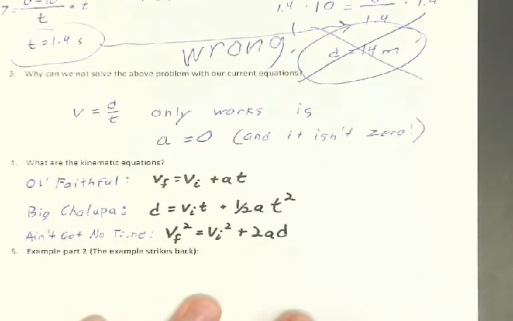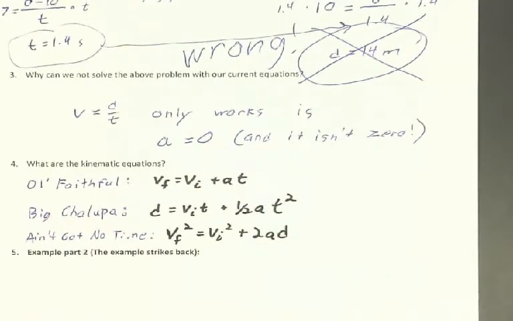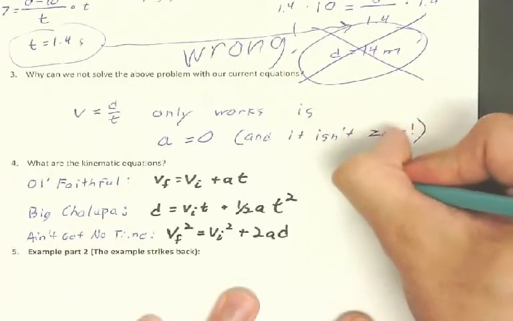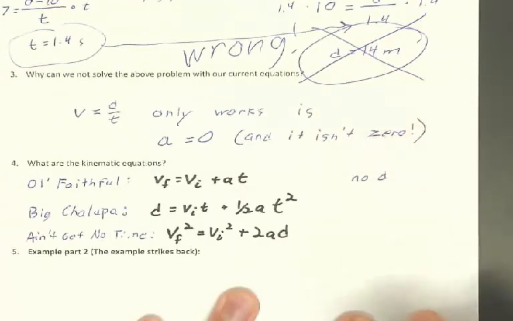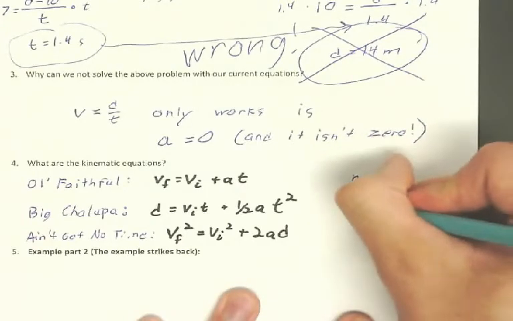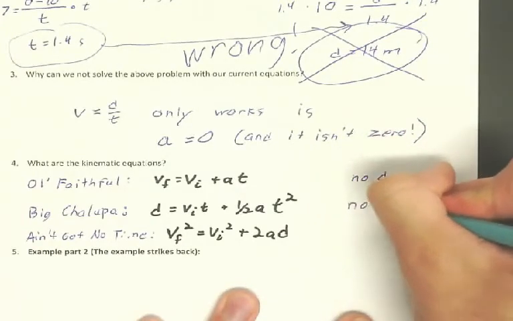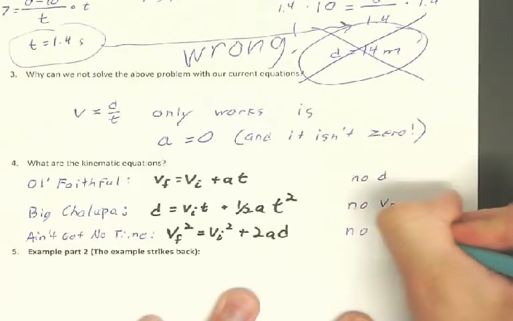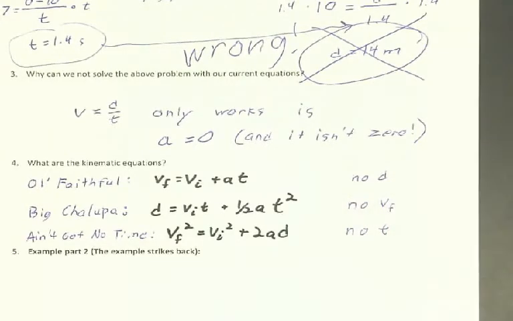So if you don't have D, you would use the equation without D in it. Now, that's not if you want to solve for D. If you want to solve for D, you need D in the equation. But this first equation has no displacement in it, so Old Faithful has no D. Big Chalupa has no V final. And Ain't Got No Time has no time. And that sometimes is helpful in figuring out which equation to use.